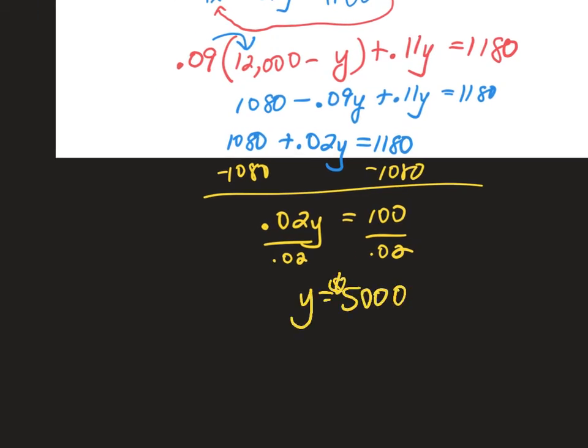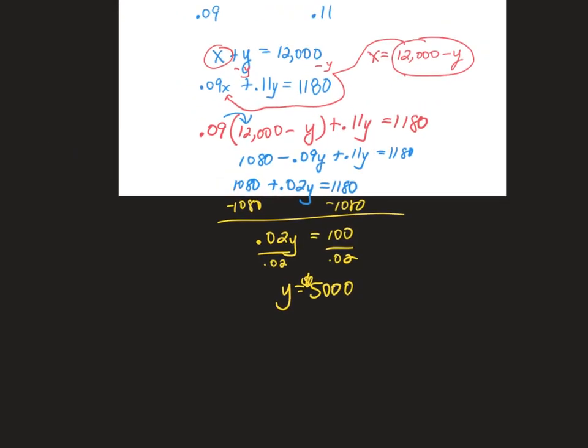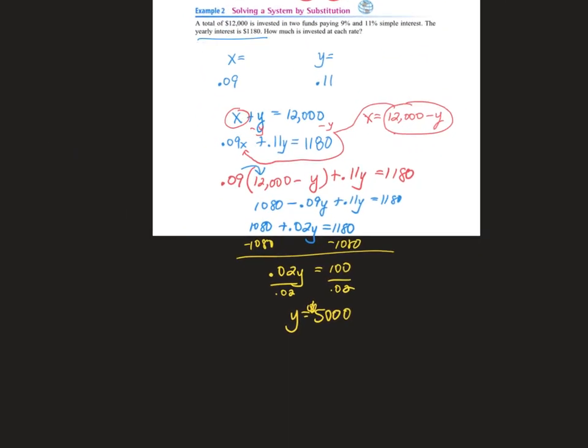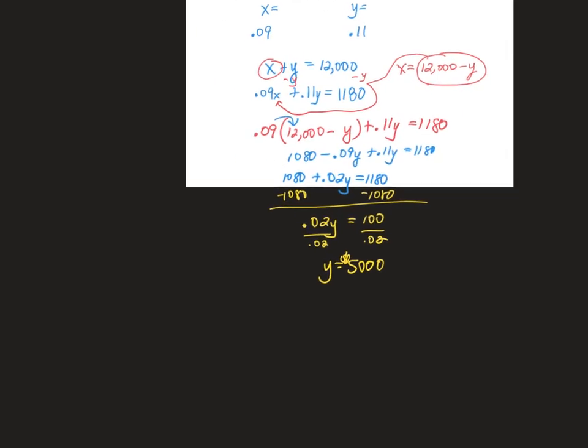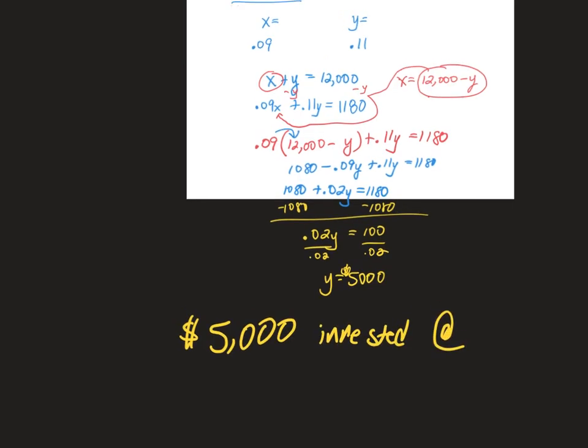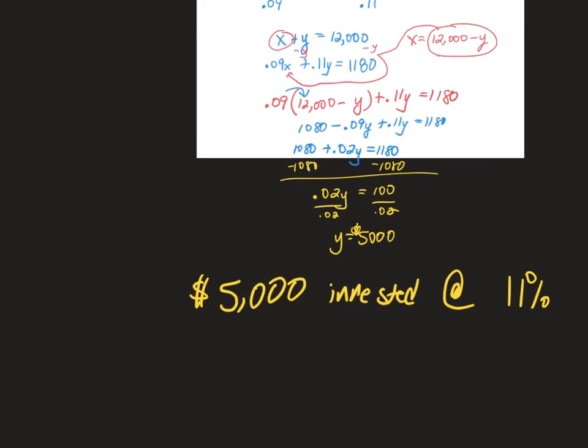All right, so what does that tell me? Okay, great. $5,000, good, was invested at what interest rate? 11%. Very good. How did you guys know it was 11%? Because that's the beginning. That's what I put with Y. So if I know that 5,000 was invested at 11%, and there was a total of $12,000 invested all around, how much was invested at 9%? There you go. 7,000 invested at 9%.